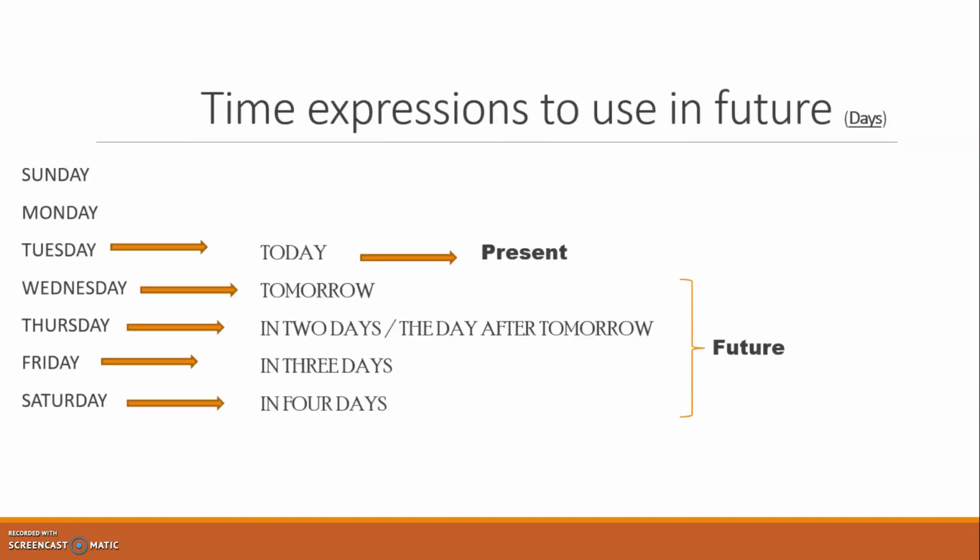We also have specific expressions that we can use in future. Let's start with the days. Let's imagine today is Tuesday. Today is present. So tomorrow is Wednesday. Tomorrow is future. Thursday in 2 days, or the day after tomorrow. Friday in 3 days. Saturday in 4 days.